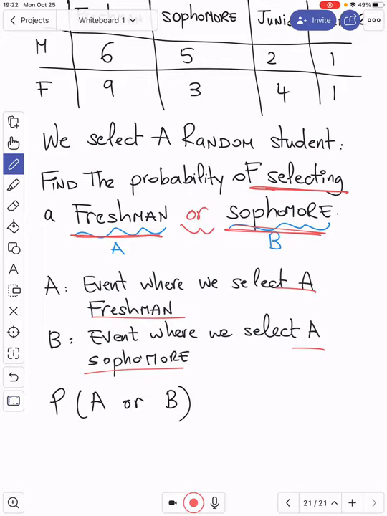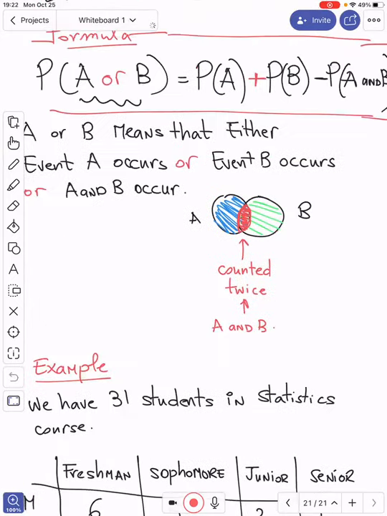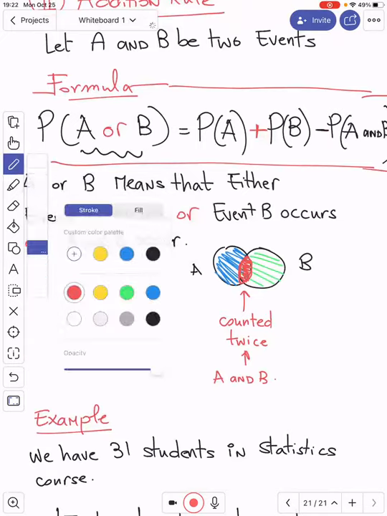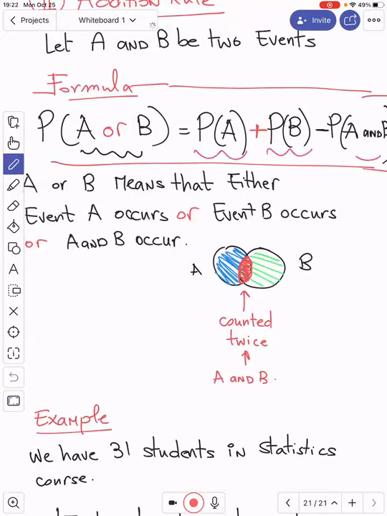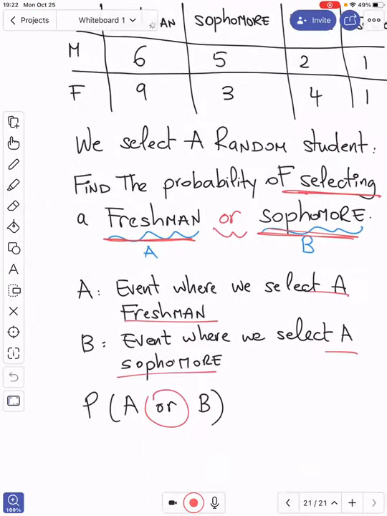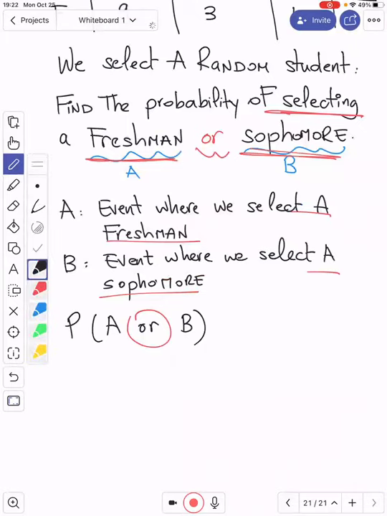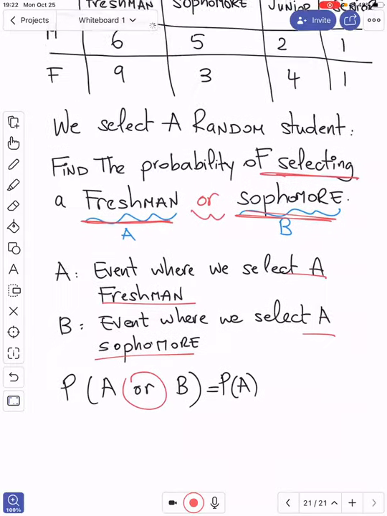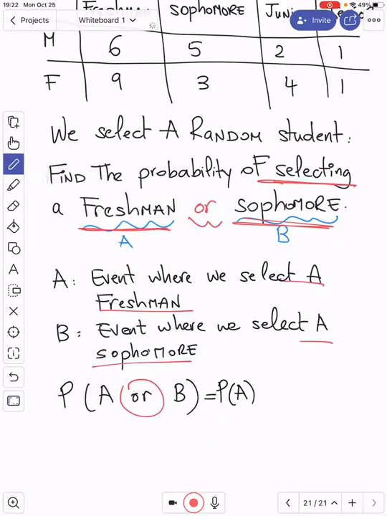So what does our formula say for OR? We said it's probability of A plus probability of B minus probability of A and B. So let me just write down again the formula here. That's probability of A plus probability of B minus probability of A and B.